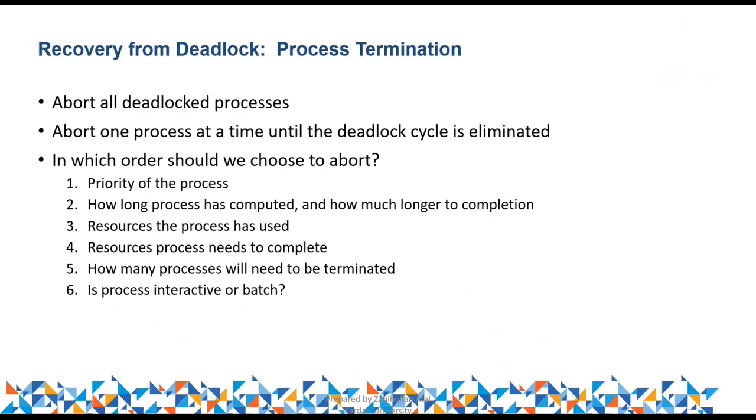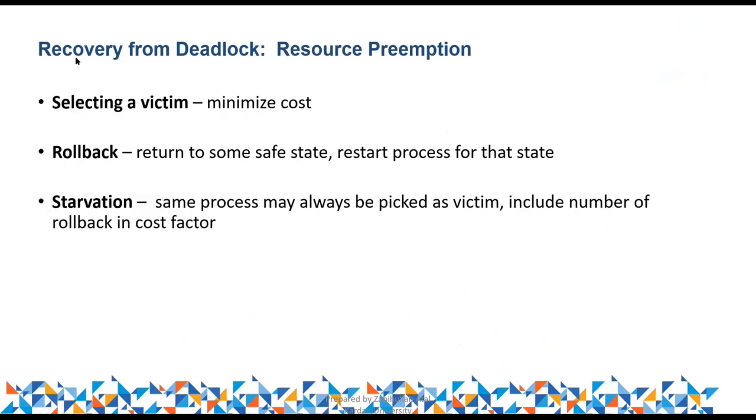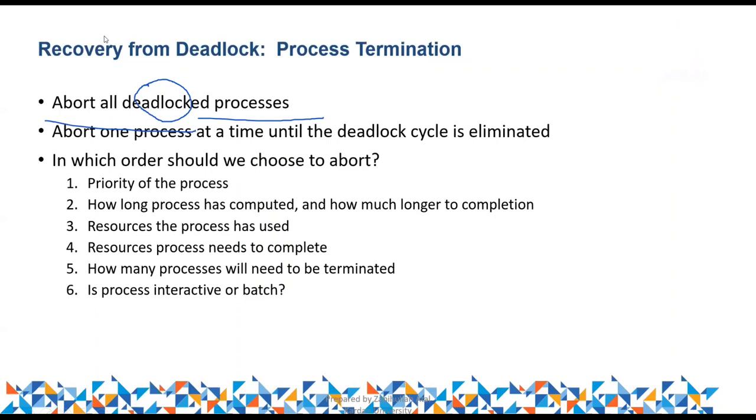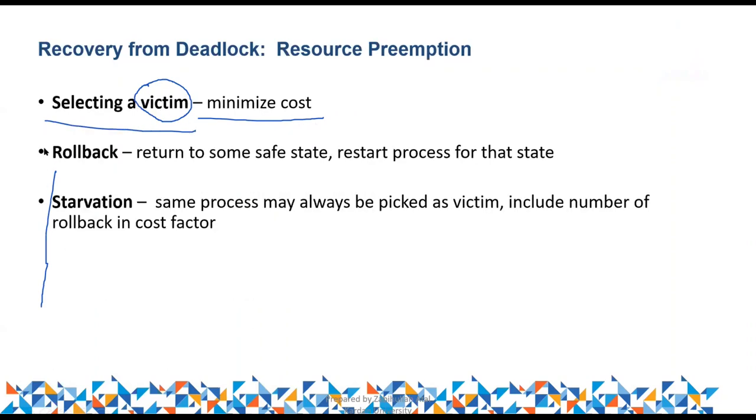Okay guys, so this was the last option. So here, resource preemption: selecting a victim, minimize cost. Selecting a victim means a process which should be killed, okay? That will be a victim. So we have to minimize the cost. Minimizing cost means we should follow all this order when we are going to kill a particular process. Remember, when you follow this, then you will kill a process which will not be costly for you, that means which will not have bad consequences, okay?